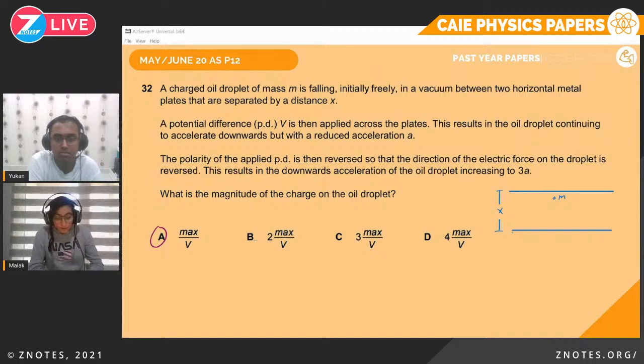The polarity of the applied PD is then reversed, so the direction of the electric force on the droplet is reversed. This results in a downwards acceleration of the oil droplet increasing to 3a. What is the magnitude of the charge on the oil droplet?